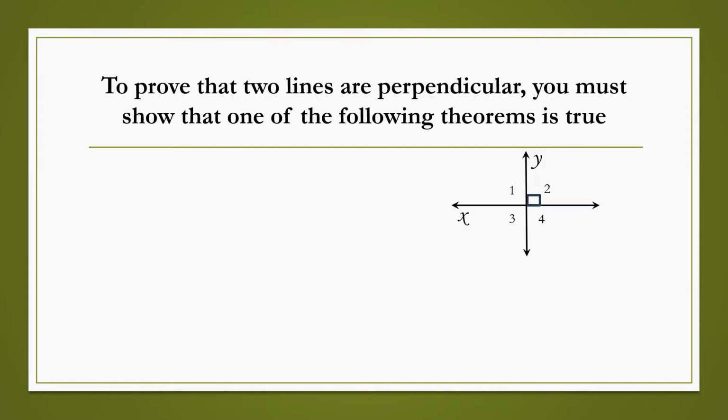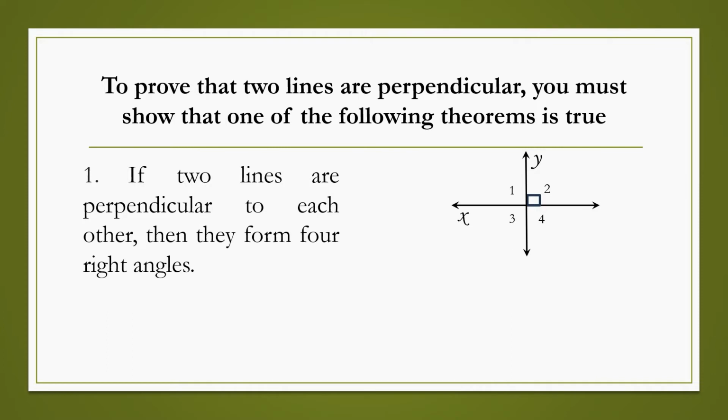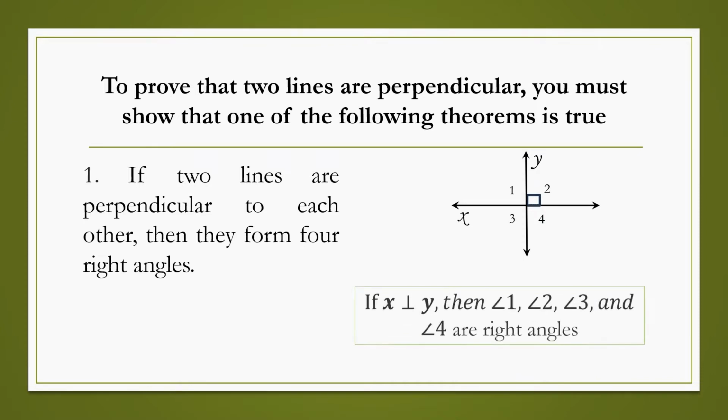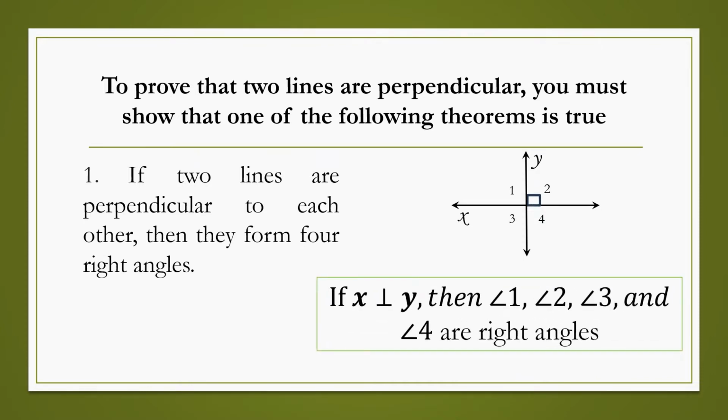To prove that two lines are perpendicular, you must show that one of the following theorems is true. Number 1, if two lines are perpendicular to each other, then they form four right angles. In the figure, if x is perpendicular to y, then angle 1, angle 2, angle 3, and angle 4 are right angles.